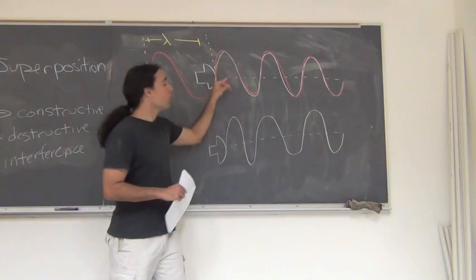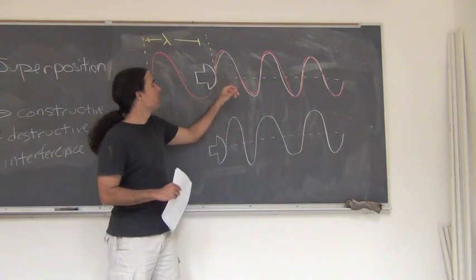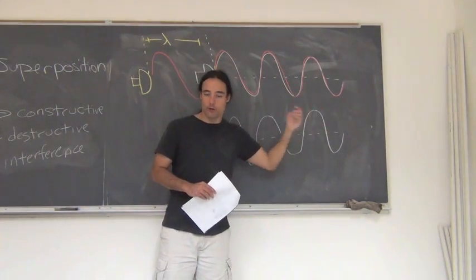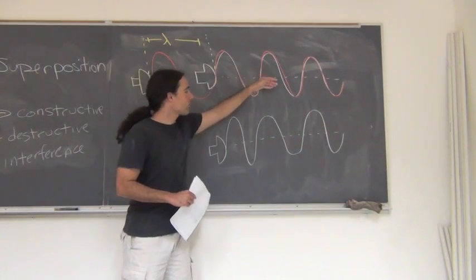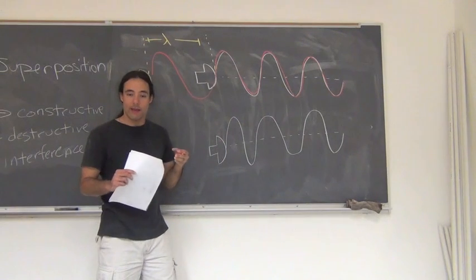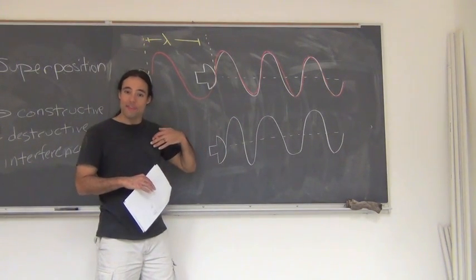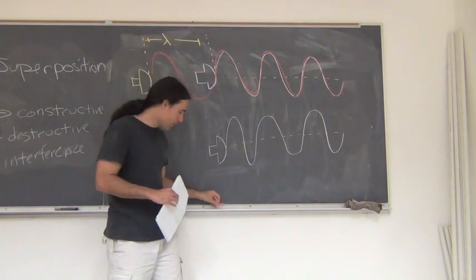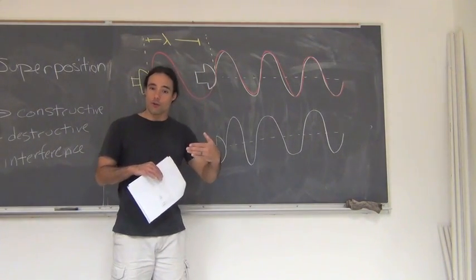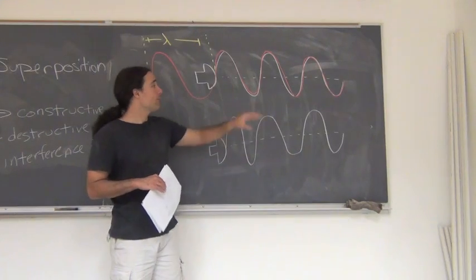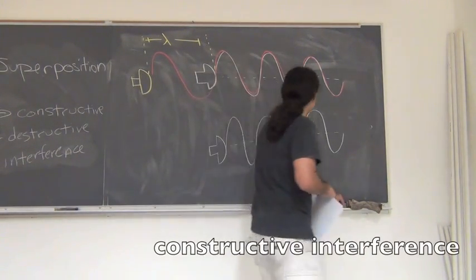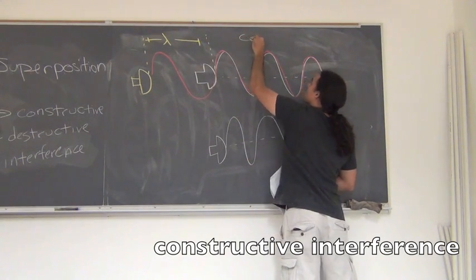You can see these two waves match up exactly. Whenever the red wave is going up, the white one is going up as well. Whenever the red wave is going down, the white one is going down as well. So they match up, and one is going to enhance the effect of the other. Because they're working constructively together to give you a bigger wave, so the total wave would be the sum of these two waves, we call that constructive interference.